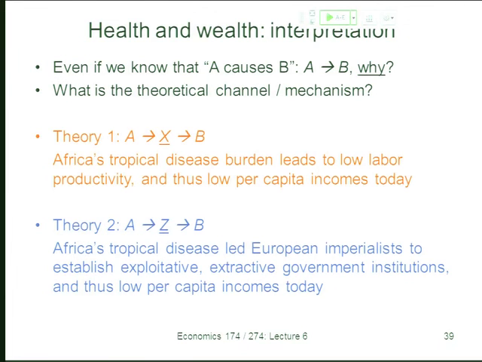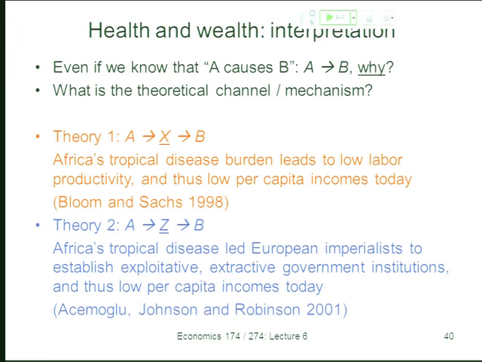So that's a much more intricate, convoluted, complex argument, but it's one that people have found interesting, and it's the hypothesis of this famous paper by Acemoglu, Johnson, and Robinson that came out in the American Economic Review in 2000. How many people have heard of this article? So about half the class or two-thirds of the class.